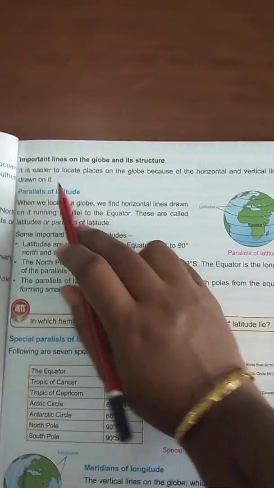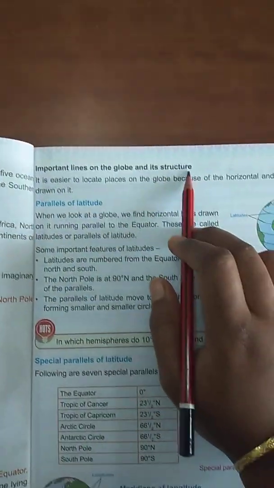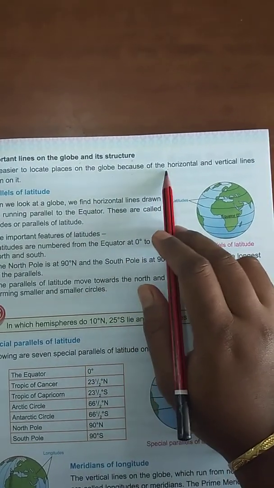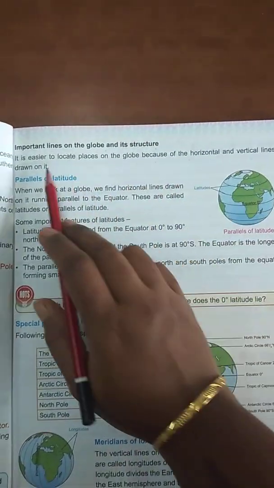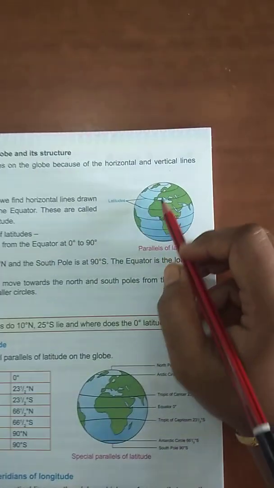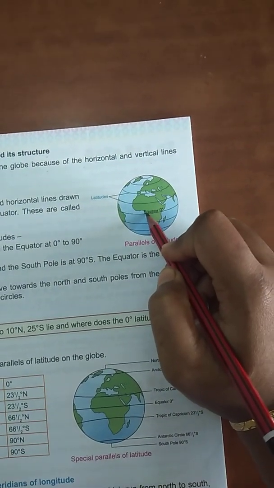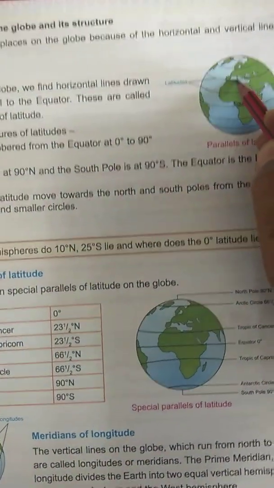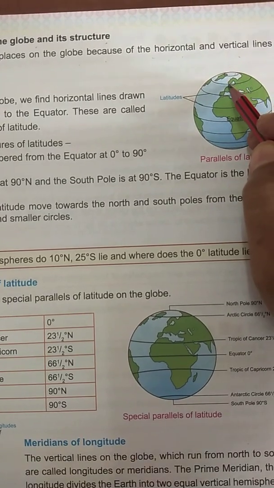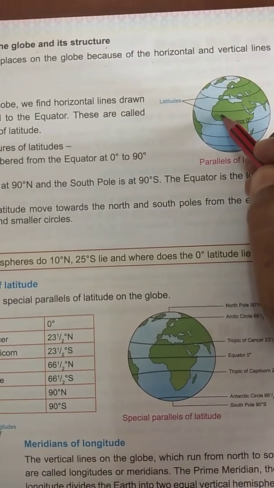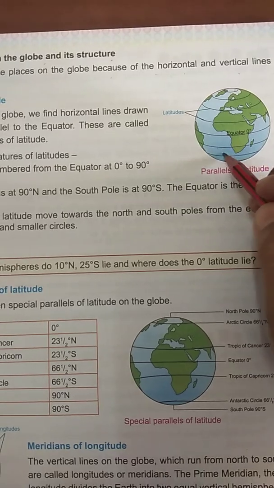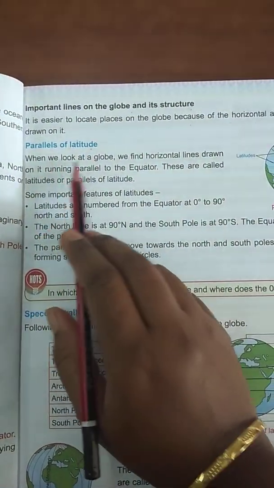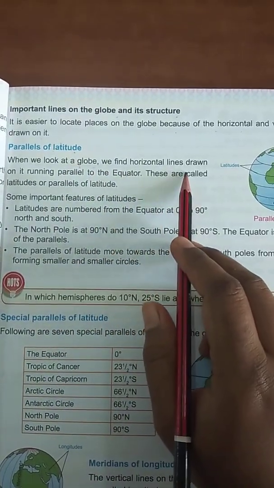So, important lines on the globe and its structure. It is easier to locate places on the globe because of the horizontal and vertical lines drawn on it. Here you can see the equator and the above line, and parallel to that is the other line, and so on. So these lines are called latitudes. They are parallel to each other. So, parallels of latitude.